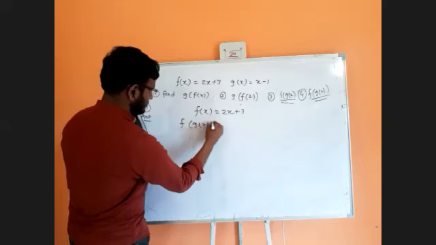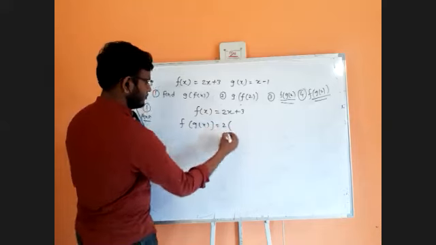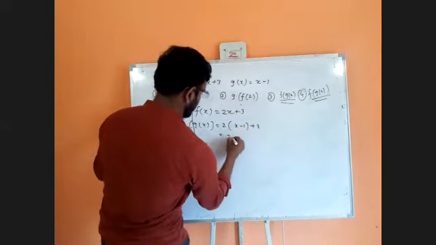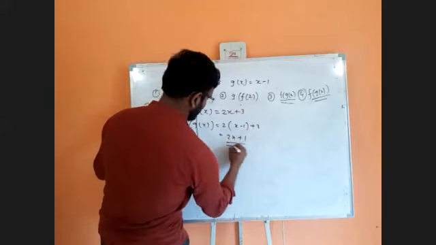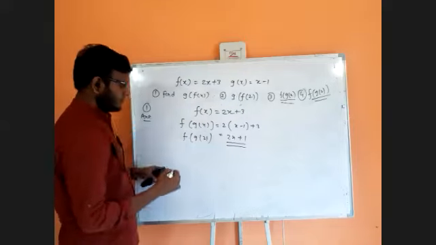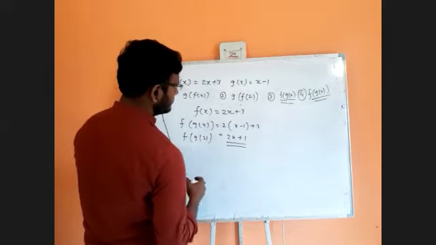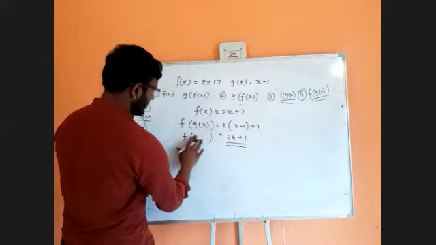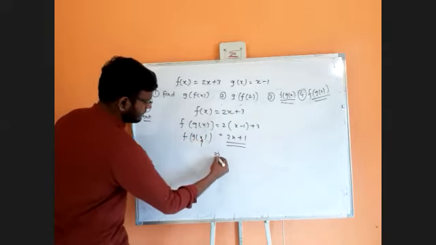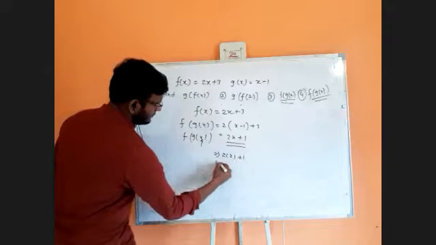2x plus 1 for the third one. Okay, let me just check. Correct, 2x plus 1. And then f of g of 2, right? Okay, f of g of 2. It means you have found f of g of x, so just replace x by 2. So answer is 2 into 2 plus 1, which is 5.